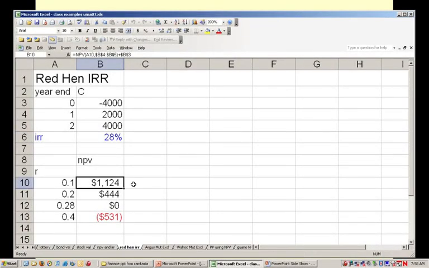When we have a discount rate that's somewhat higher but still lower than the internal rate of return, we have a positive but somewhat lower net present value. If we set the discount rate equal to the internal rate of return, we get a net present value of 0. And finally, if we have a discount rate that's 40% or in excess of the internal rate of return on the project, we get a negative net present value.